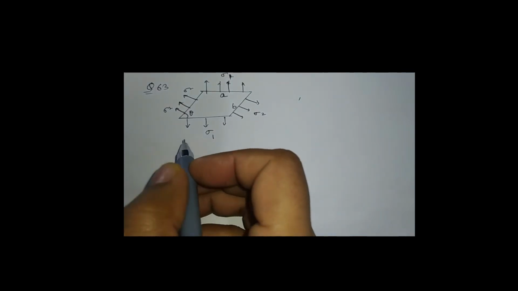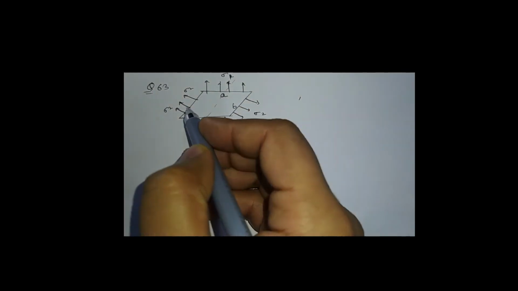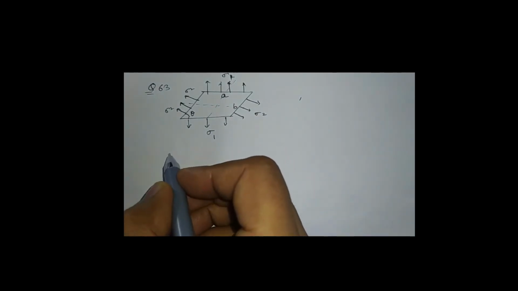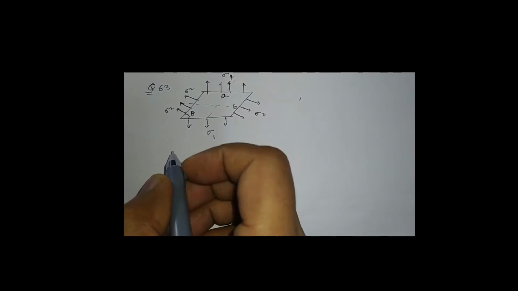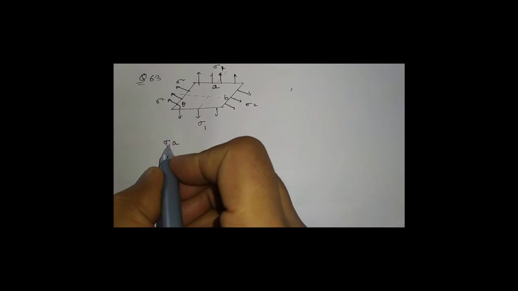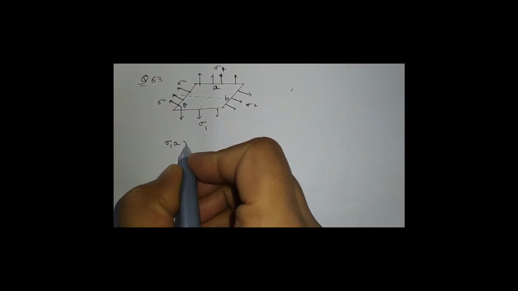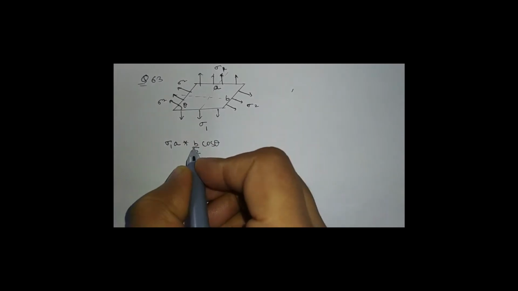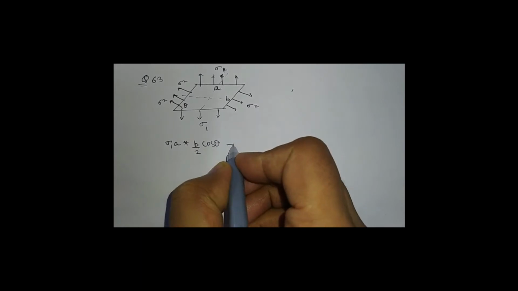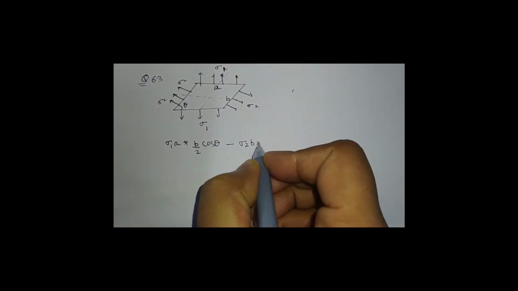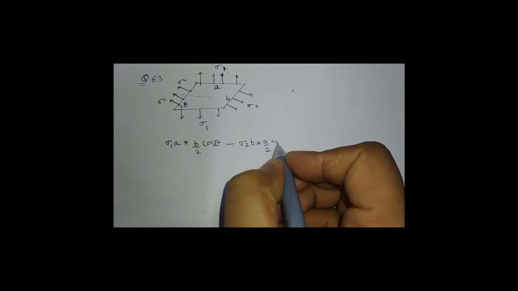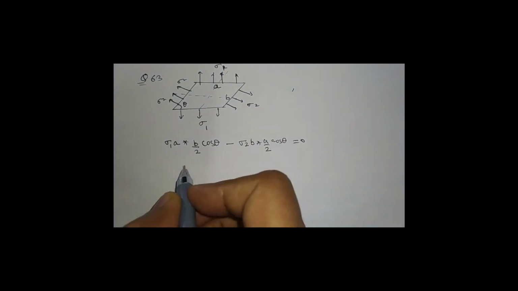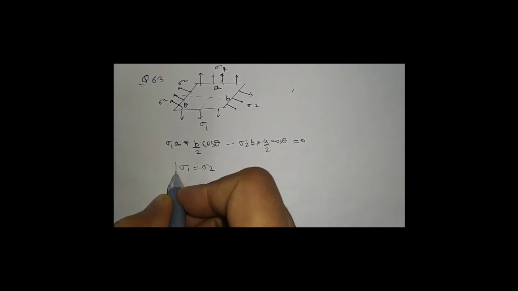For that, we have to take the moment. We are simply dividing it into 4 parts, and we are taking the moment about the center point. We will get sigma 1 into A, multiplied by b by 2. This is a force and this is the perpendicular distance, minus sigma 2 b into a by 2 cos theta equal to 0. By solving this, you will get sigma 1 equal to sigma 2.